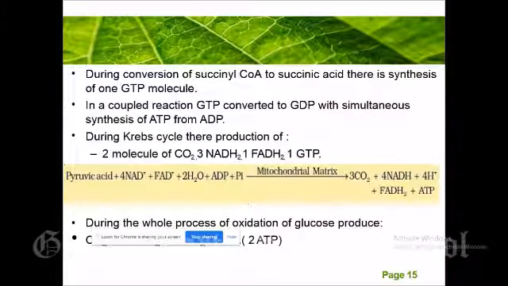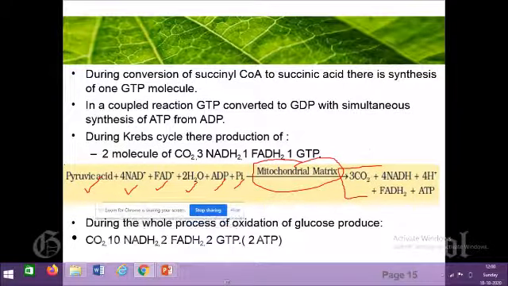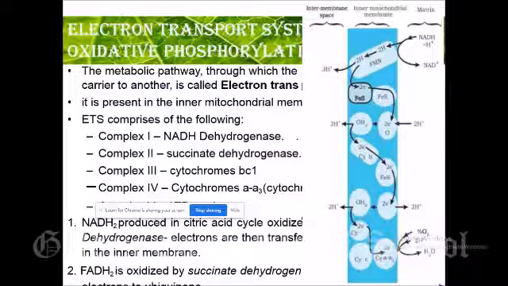So here is the complete balanced reaction. The pyruvic acid was there, with 4 NAD molecules, FAD, 2 water molecules, ADP, and 1 inorganic phosphate. That is occurring inside the mitochondrial matrix, and as a result we are getting this, right? That is 3 carbon dioxide molecules being removed, right? NADH molecules, 4 hydrogen, FADH2, and then ATP molecules, right? This is a complete balanced equation.